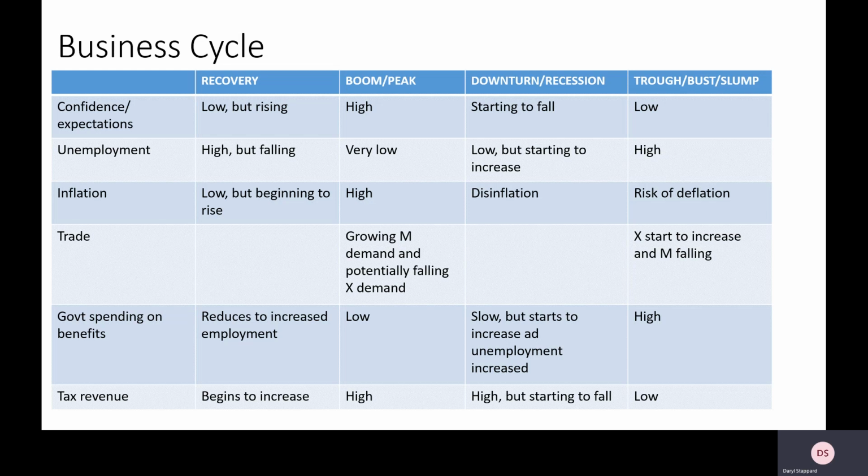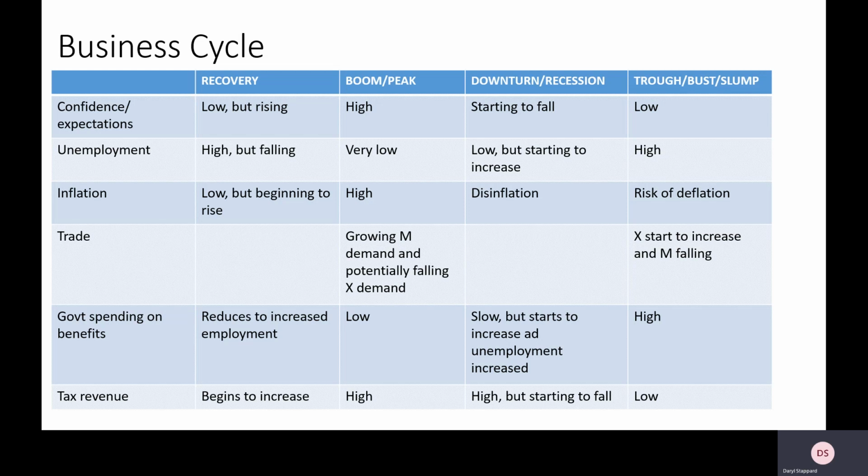It's not very good for the government, though. With unemployment being at a record high, there's going to be lots of government spending taking place to support the unemployed, and tax revenue will of course be very, very low as well. So governments get a double whammy. Tax revenue will be falling, but there's a need for more benefits to be paid.